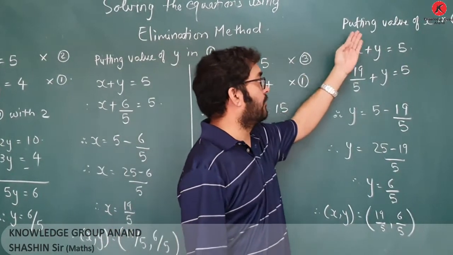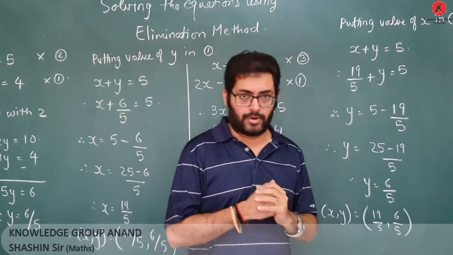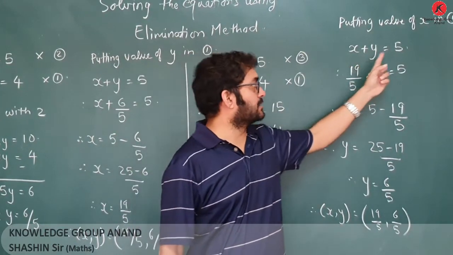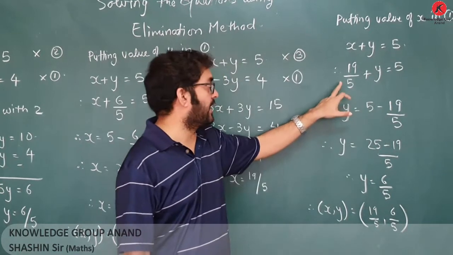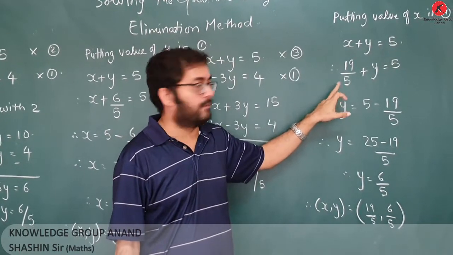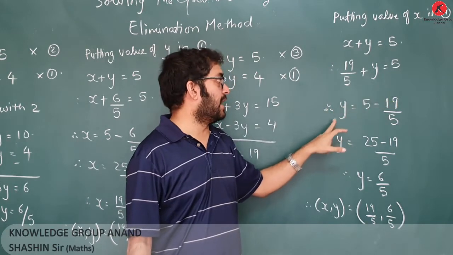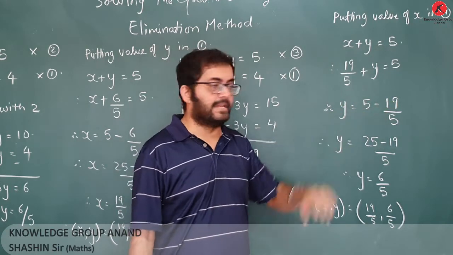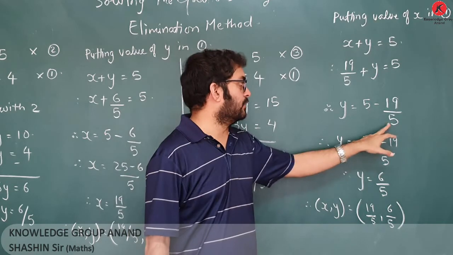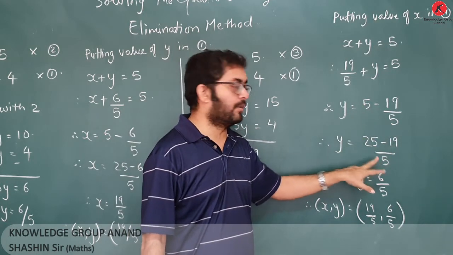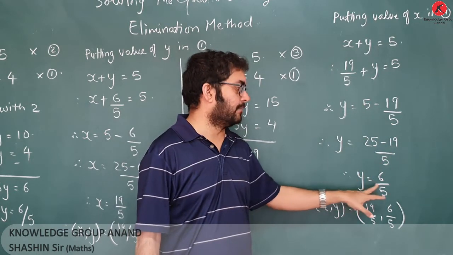I put the value of x in equation number 1. What was equation number 1? x plus y is equal to 5. But what is value of x? 19 upon 5. So 19 upon 5 plus y is equal to 5. That gives y is equal to 5 minus 19 upon 5. So y is equal to 5 5s are 25 minus 19 upon 5. So value of y is 6 upon 5.